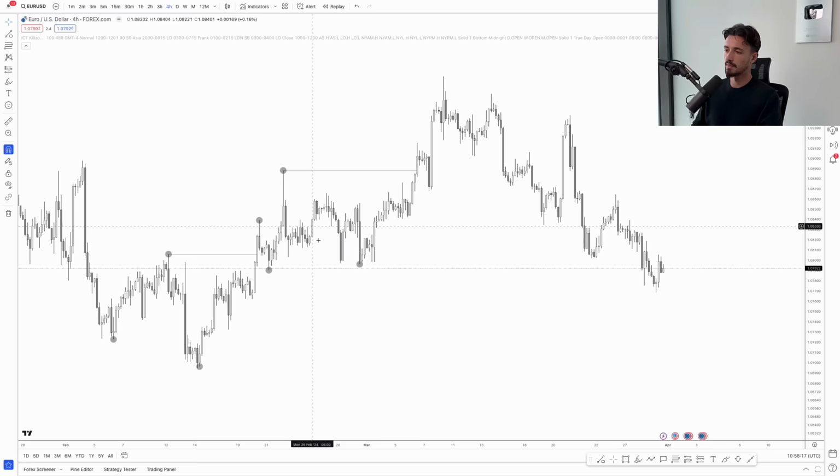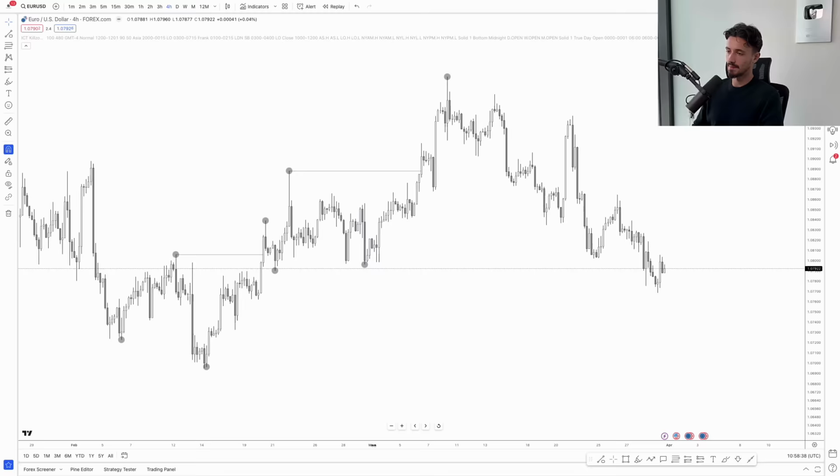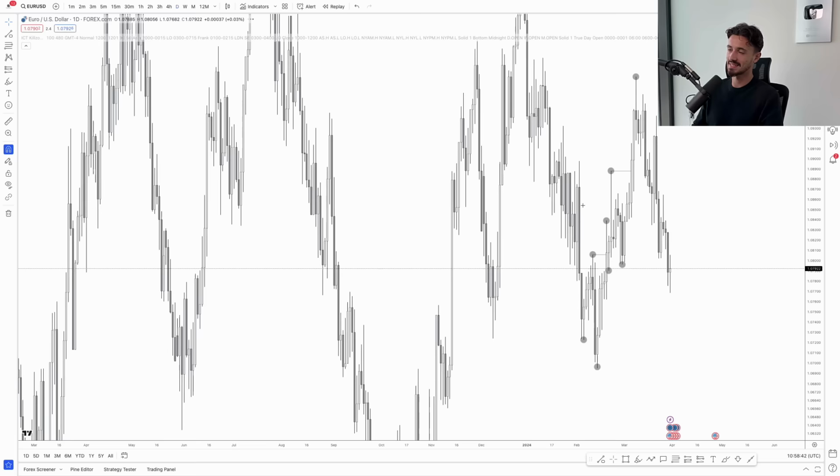And again, if we just come into this next one, you can see that this is the low. This is not the swing high. This up here is the swing high. So the 4 hour is bullish, right? However, the daily time frame is in fact bearish. So again, I'm going to go back up to the daily so you can understand the 4 hour time frame.